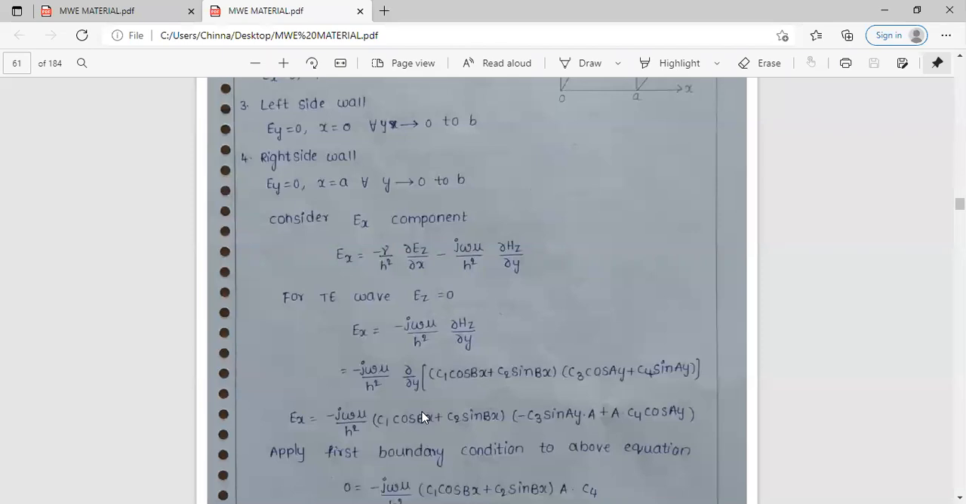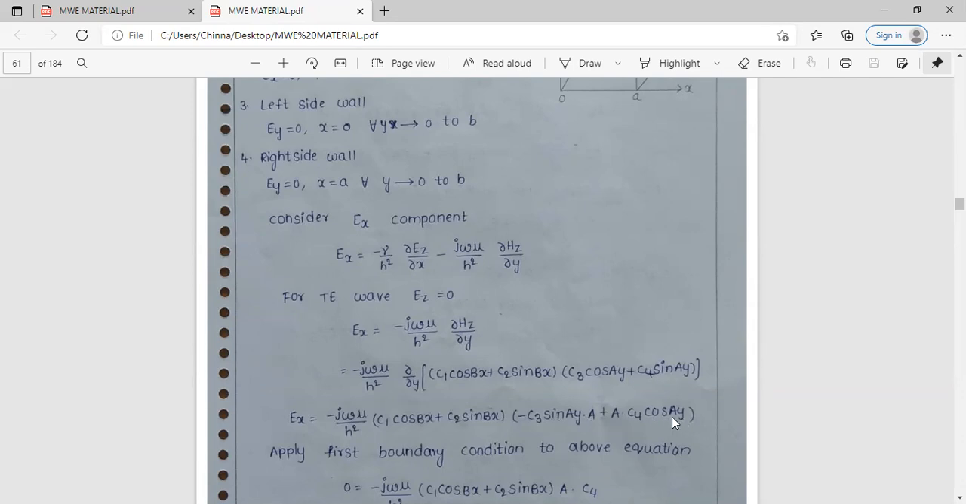So you can substitute the Ez value, Ex value and Hz value here. When we substitute the Hz value, minus j omega mu by h square dou by dou y of c1 cos bx plus c2 sin bx, into c3 cos ay plus c4 sin ay. That is the expression here. So Ex is equal to minus j omega mu by h square, c1 cos bx plus c2 sin bx, into minus c3 sin ay into a plus a into c4 cos ay. So this is the expression.